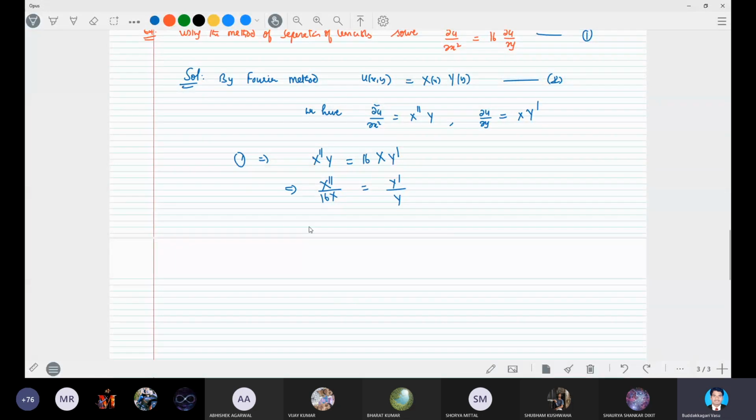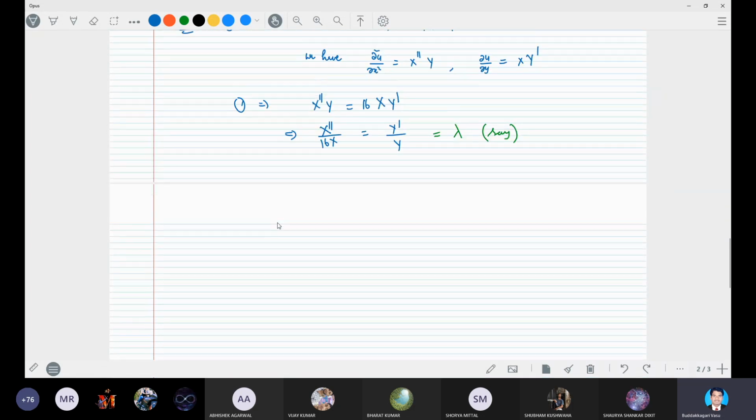Now we see these are two different kinds of functions, where the LHS is a function of x alone and the RHS is a function of y alone. Two independent functions being equal means they are equal to a constant. They are equal to some constant lambda, because two independent functions are equal means they are equal to some constant lambda.